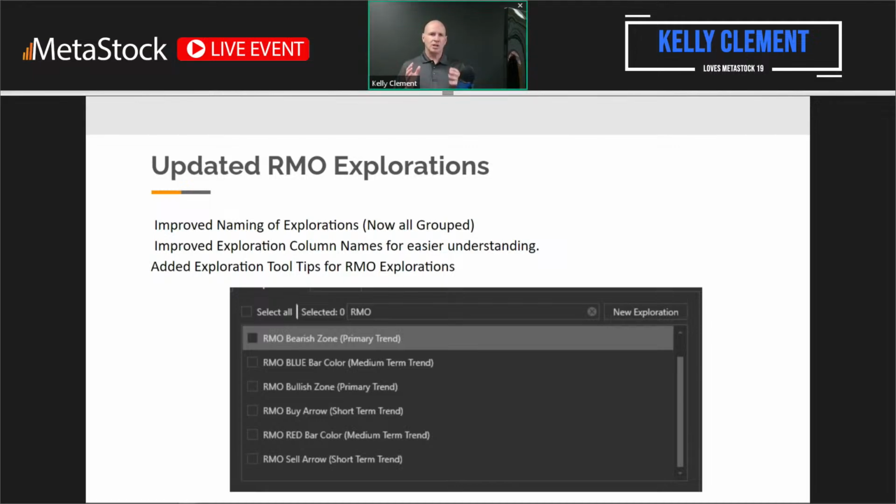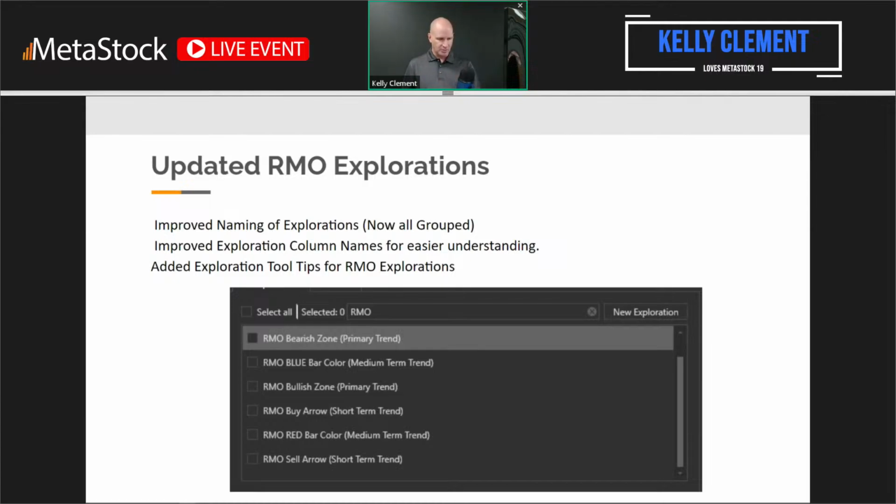I know a lot of people that use MetaStock use the RMO. It's a great system within MetaStock, also designed to help you identify different trends. You've got the primary trend, the midterm trend, and the long-term trend. Now, one of the things that we did when we added it in MetaStock 18.1 is we recreated the explorations so they're actually easier to identify. Because one of the challenges was that you had to look for swing trade 2 or swing trade 3. And here what we did is we regrouped them and named them all RMO so they're easier to do.